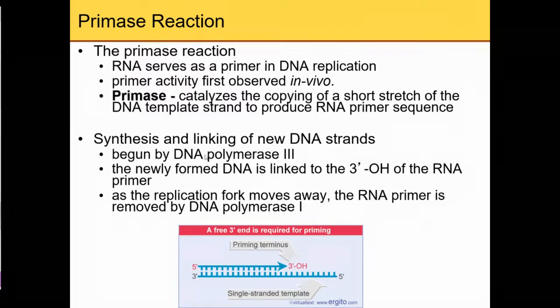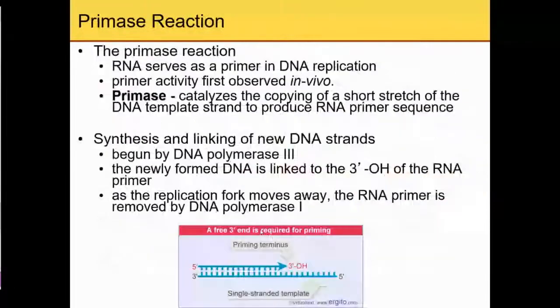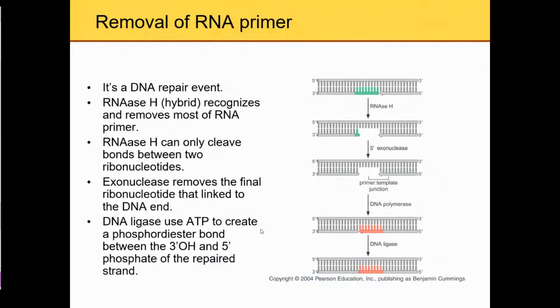And then DNA polymerase 3 synthesizes the DNA, and as the replication fork moves away, the RNA primer is removed by DNA polymerase 1, and in the meantime it is replaced with DNA. The reason DNA polymerase 1 can remove the primer is because it has this exonuclease activity. And then RNase H can find the hybrid and cleave the RNA primer.